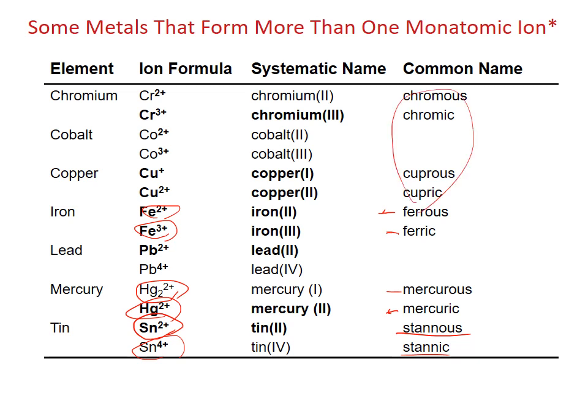Now, do we have a systematic way to name the variable charges? And the answer is yes. We use parentheses and a Roman number. So for 2 plus, this is Roman number 2. For 3 plus, you put Roman number 3. So you have parentheses, Roman number to represent the charge.